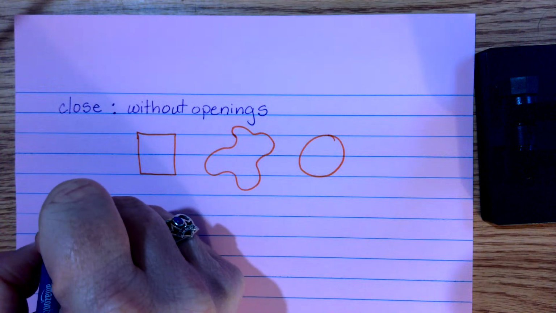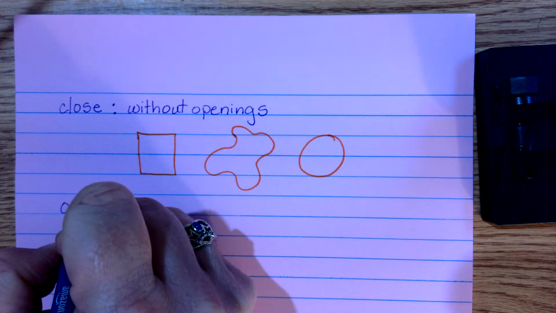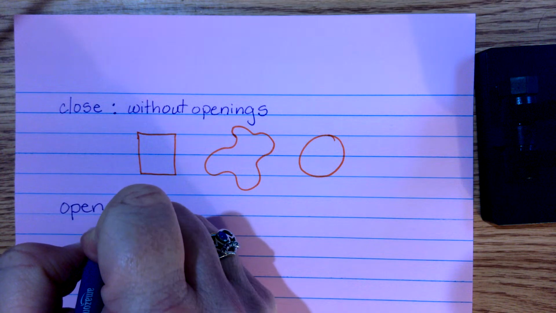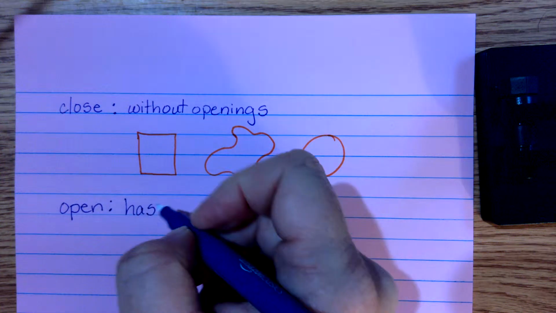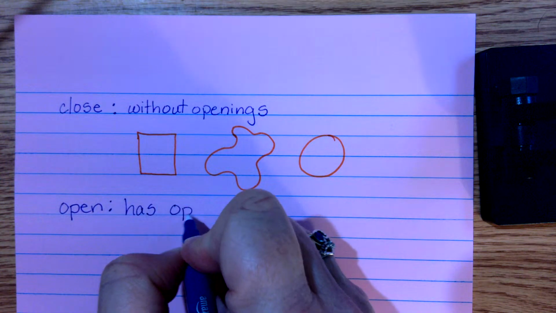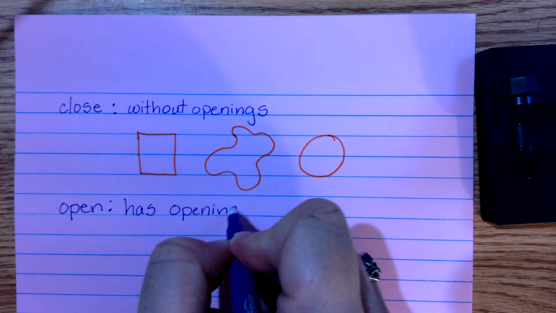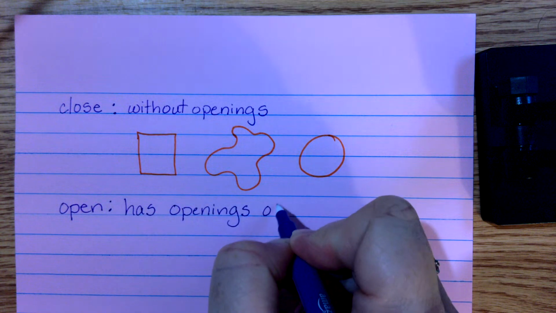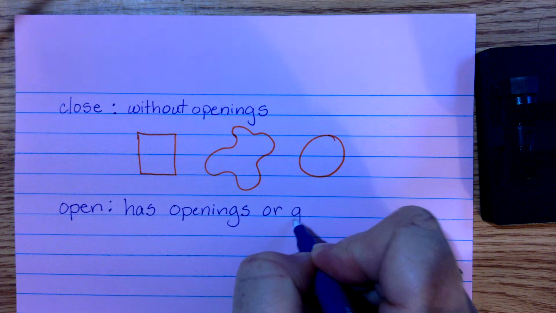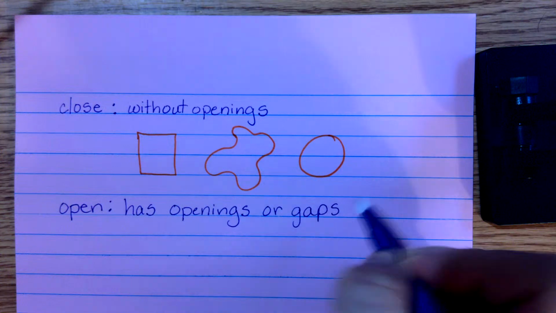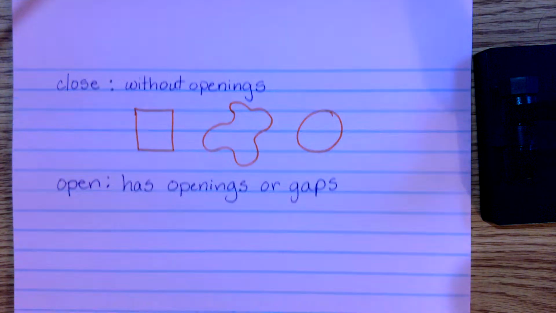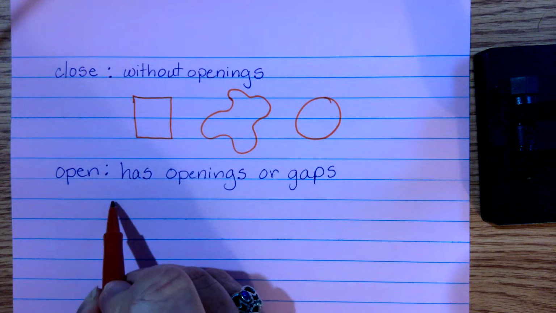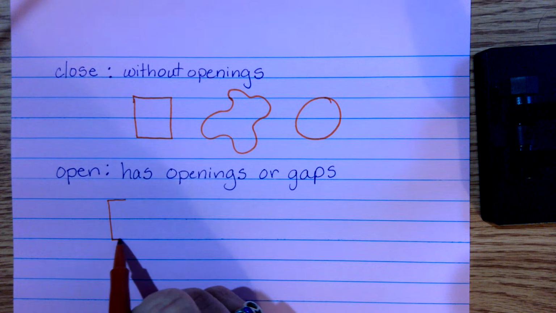All right. The opposite of that is open. An open figure has an opening or a gap between the lines. So when we talk about open figures, we're talking about figures that have an opening or a gap.